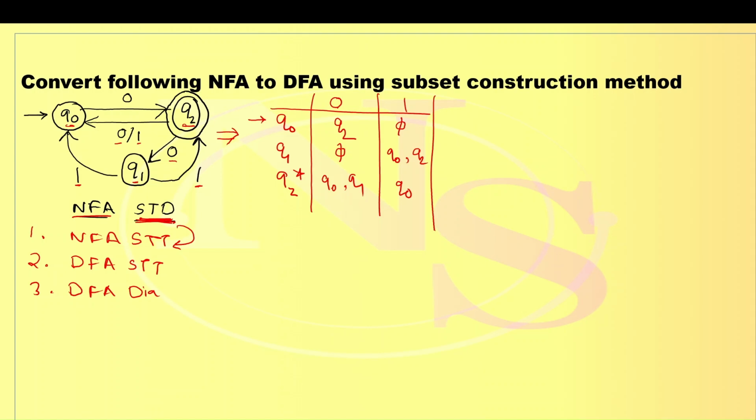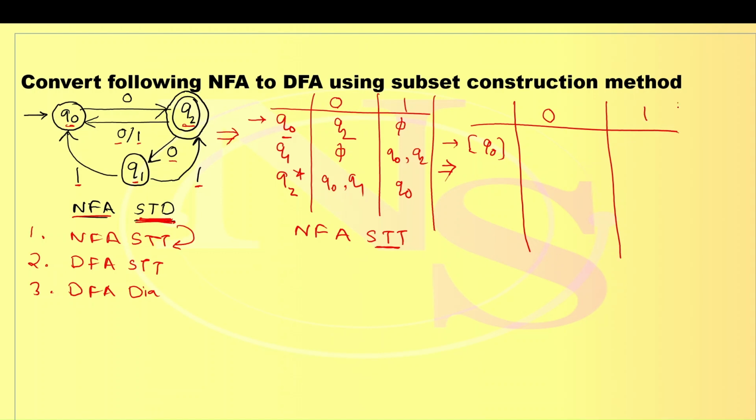Now from this NFA state transition table, we can find the DFA state transition table using the subset method. How to write it? We will be utilizing this NFA state transition table. First row as it is: Q0 will be our first subset as the starting state. This is the subset notation. Our input symbols are the same, 0, 1. So Q0 on reading 0 goes to Q2. So Q2 will be our first subset.